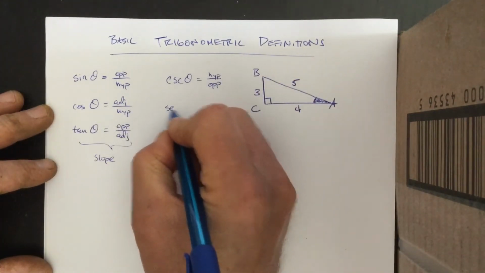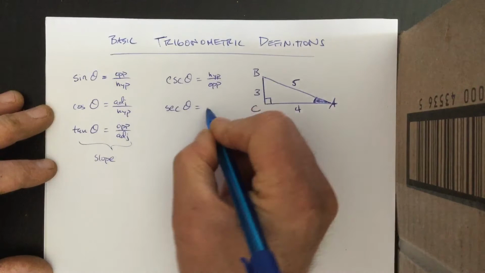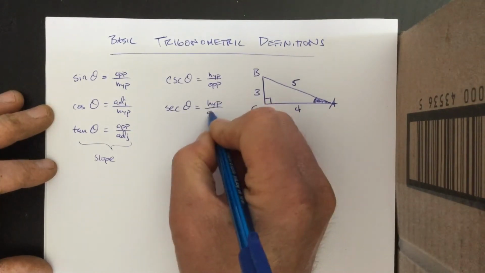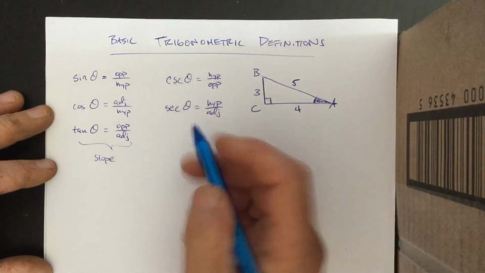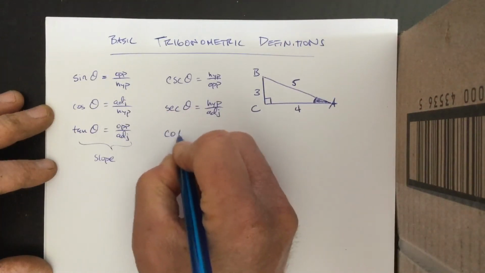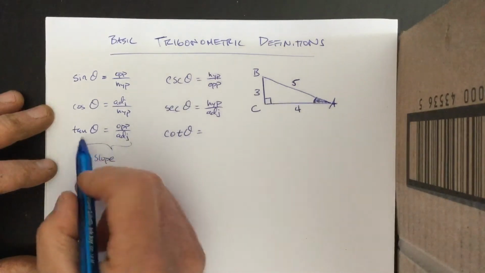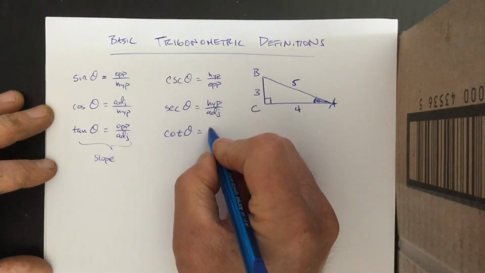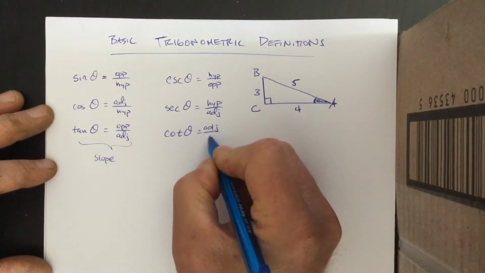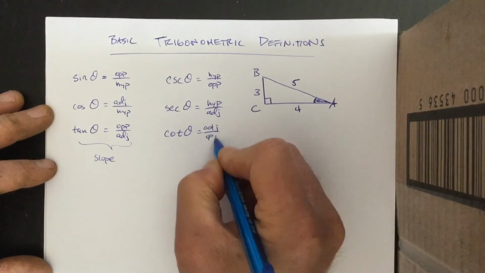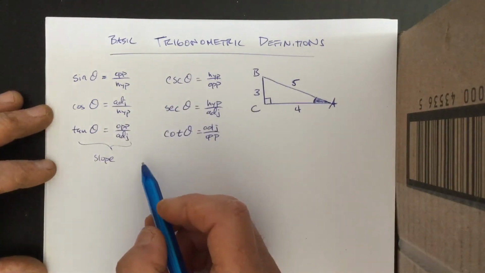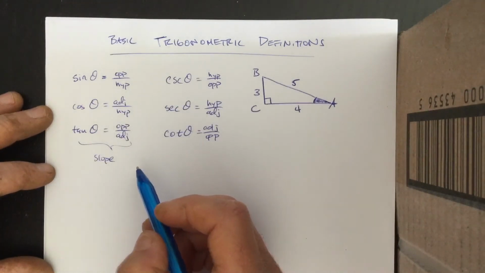Cosine, strangely enough, is called secant. And that is just hypotenuse over adjacent. The other 3 are just the reciprocals of the 3 that you know. All right, tangent goes to cotangent, and while tangent is opposite over adjacent, cotangent is adjacent over opposite. Okay, there are all 6 of them. All 6 of them. So very, very easily.